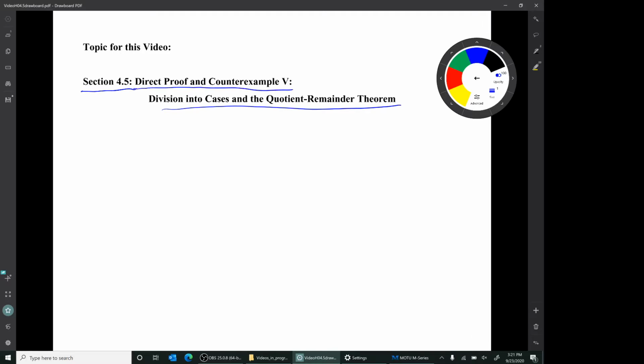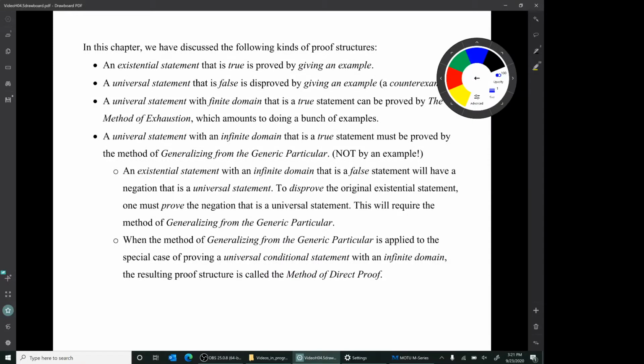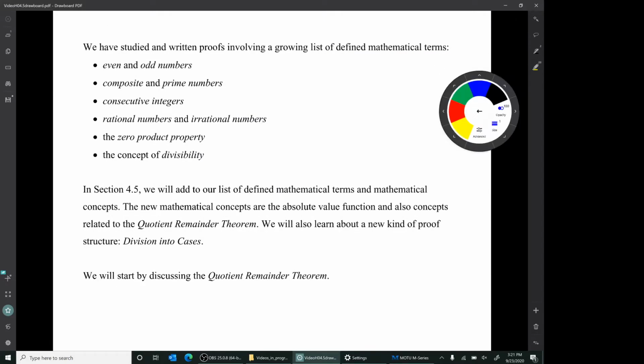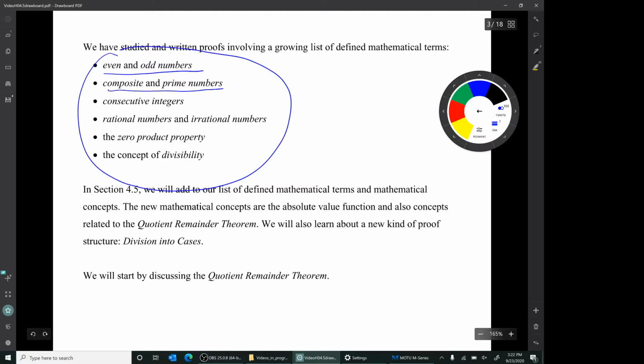Let's review what's been happening in those sections. We've been discussing the following kinds of proof structures: proofs by giving examples, and then general proofs, that is, generalizing from the generic particular element. And then we've studied and written proofs that involve a bunch of mathematical concepts. In the beginning, it was just a couple: even and odd numbers, composite and prime numbers. But then in each section we've added a couple of mathematical concepts. So consecutive integers, rational numbers and irrational numbers, the so-called zero product property, and the concept of divisibility.